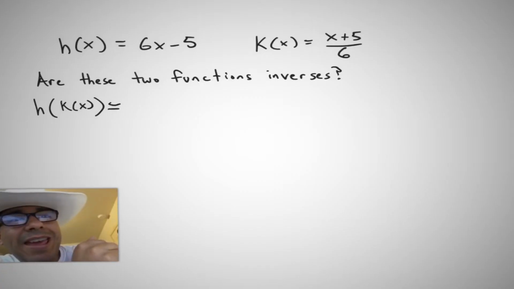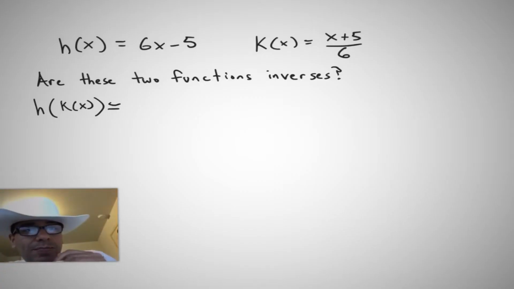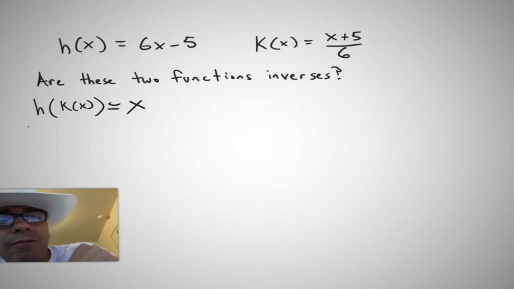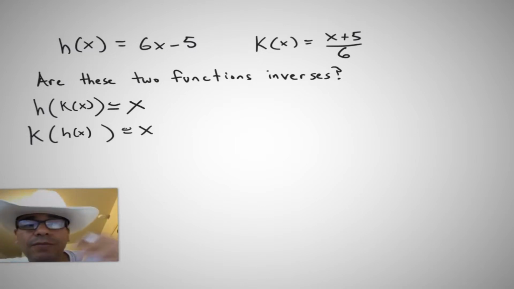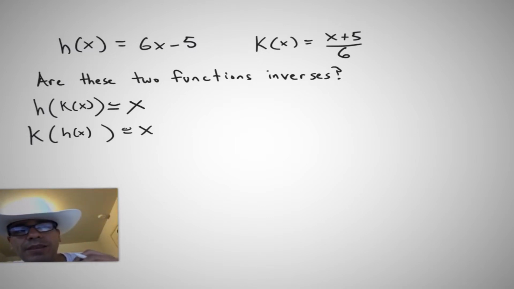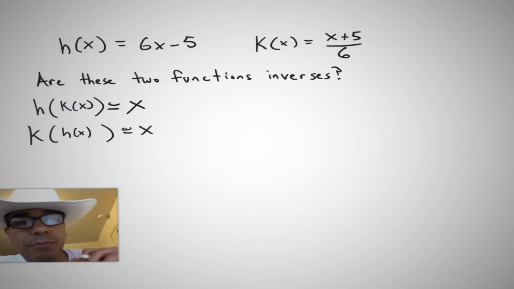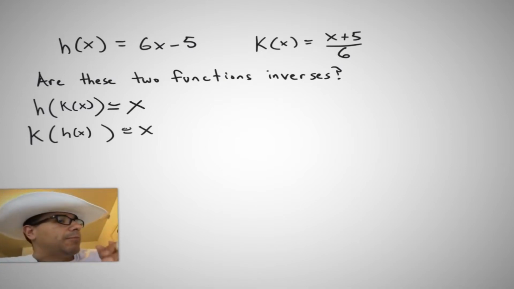If they are inverses, what we get as a result is whatever we started with, that x. Likewise, we could go the other way around. You could take k of x and plug in h of x. Regardless of where you start, if they are inverses of one another, you're going to get whatever you started with as the input. Let's see how this looks all played out.